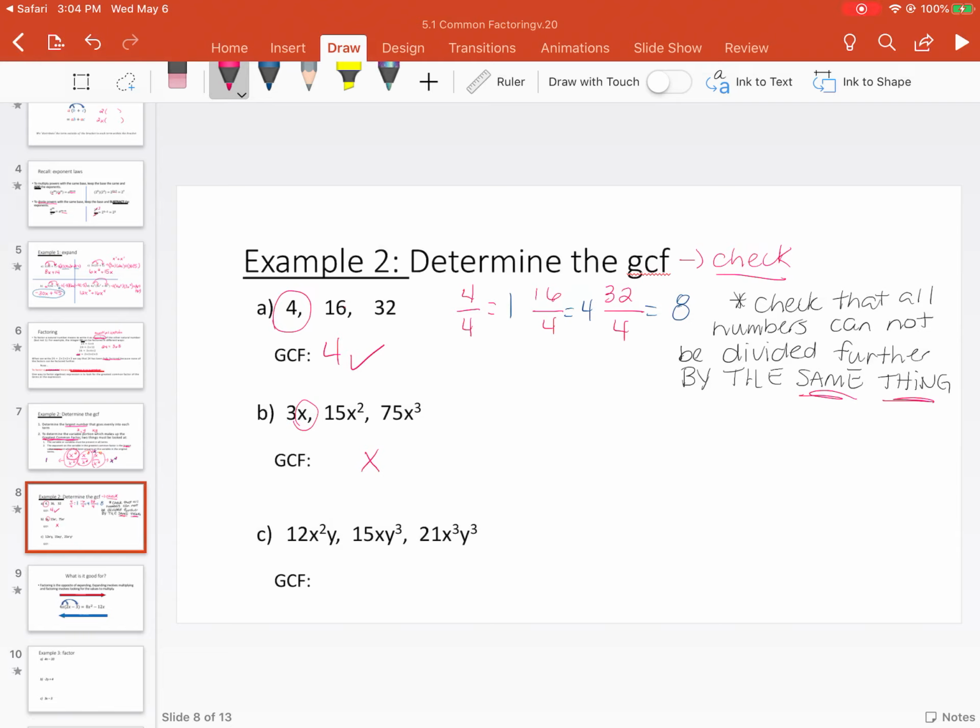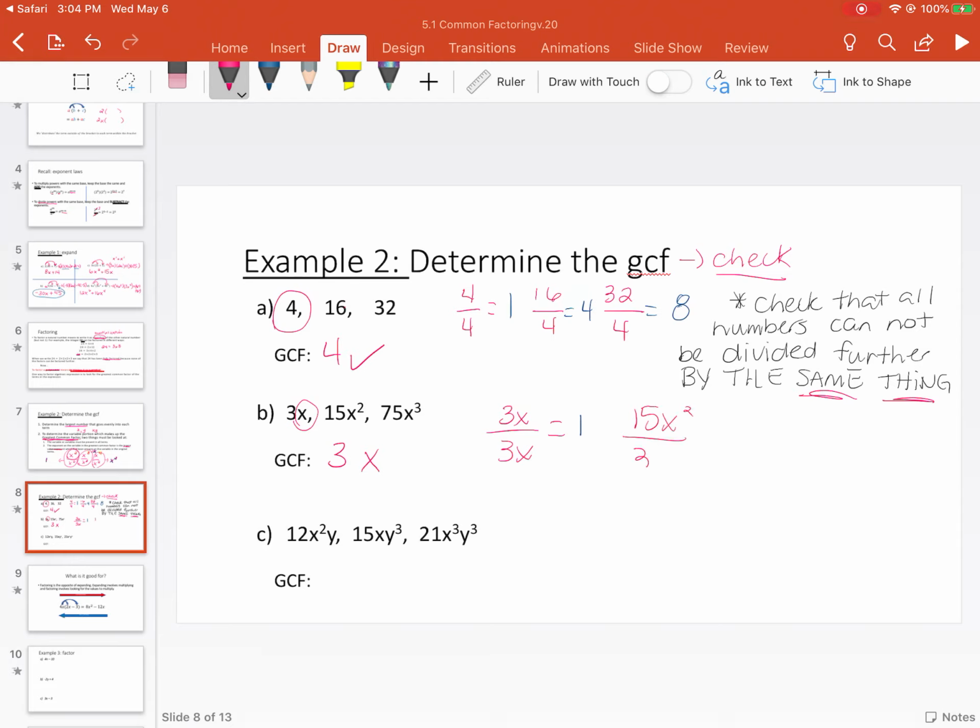So again, get your calculator out, and this time it's just going to be multiplying and dividing. You can definitely use your phone. There's no sine, cos, or tan. So if you're not sure, I'm going to, again, do the smallest number. I chose x already, and then I'm going to choose 3. So 3 divided by 3 is 1, 15 divided by 3 is 5, and 75 divided by 3 is 25. So we're probably okay. So I'm going to pick 3x.